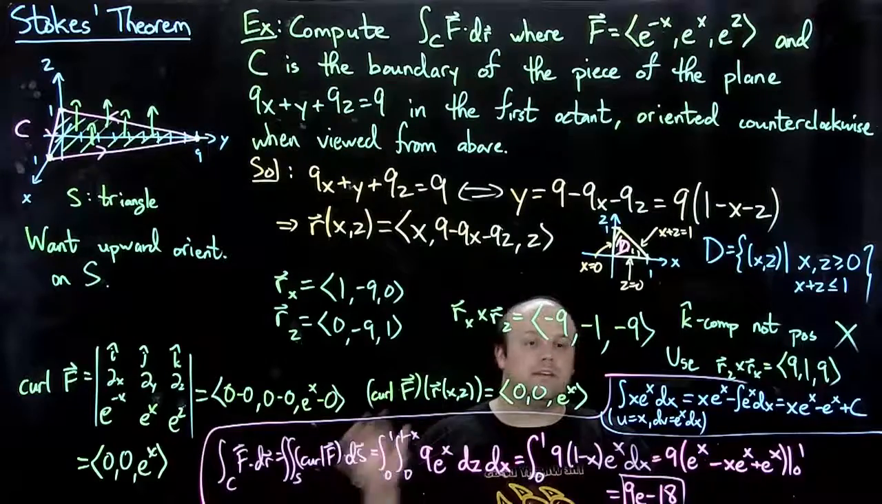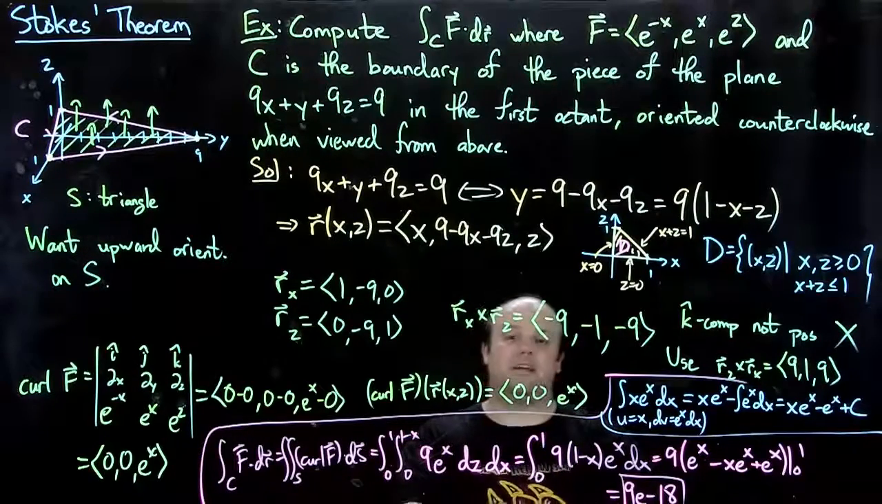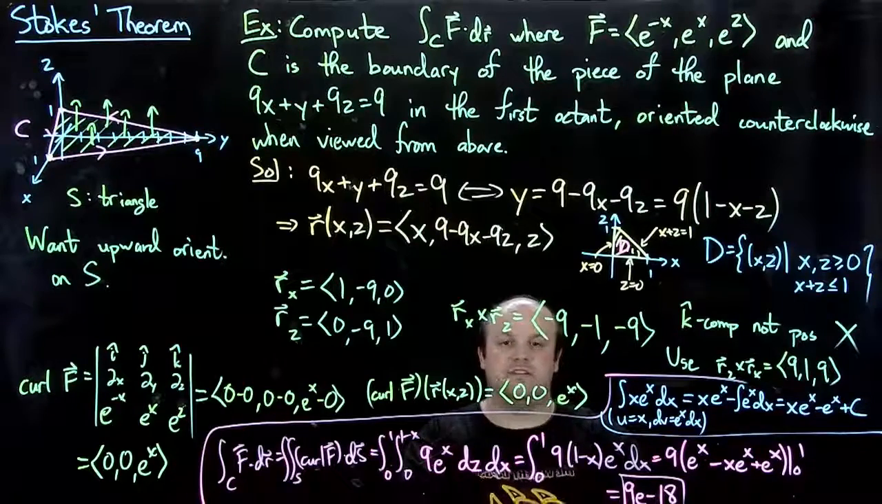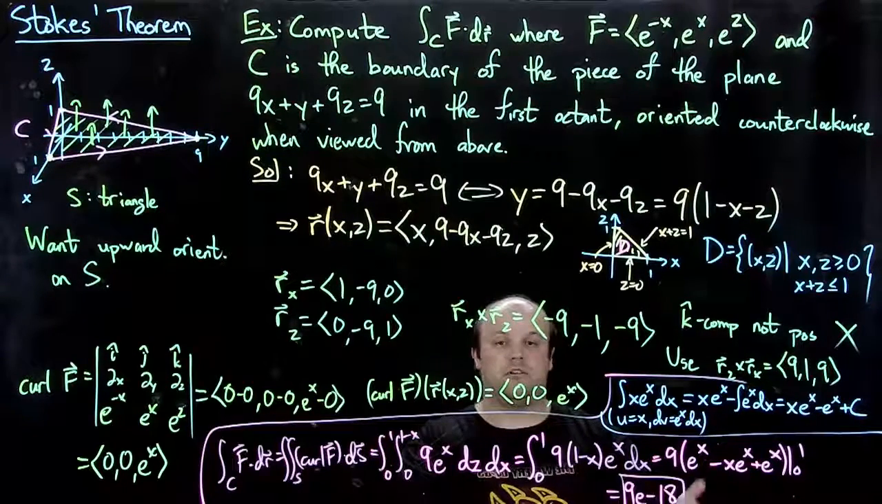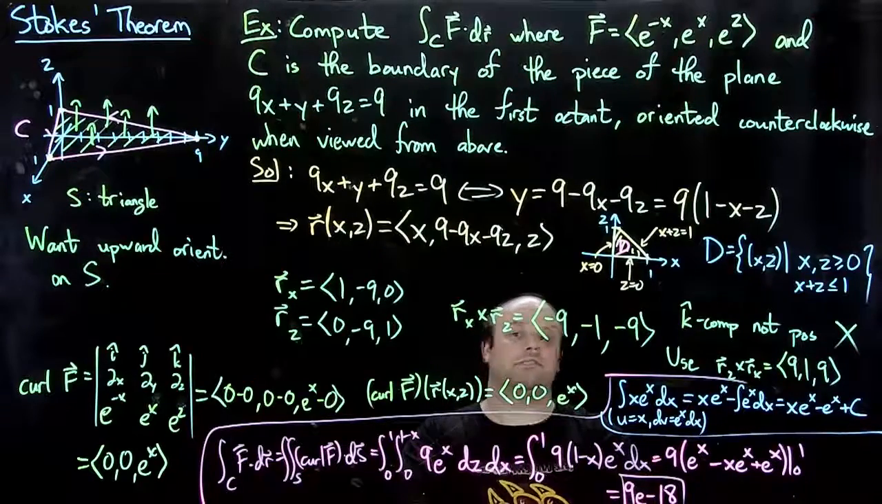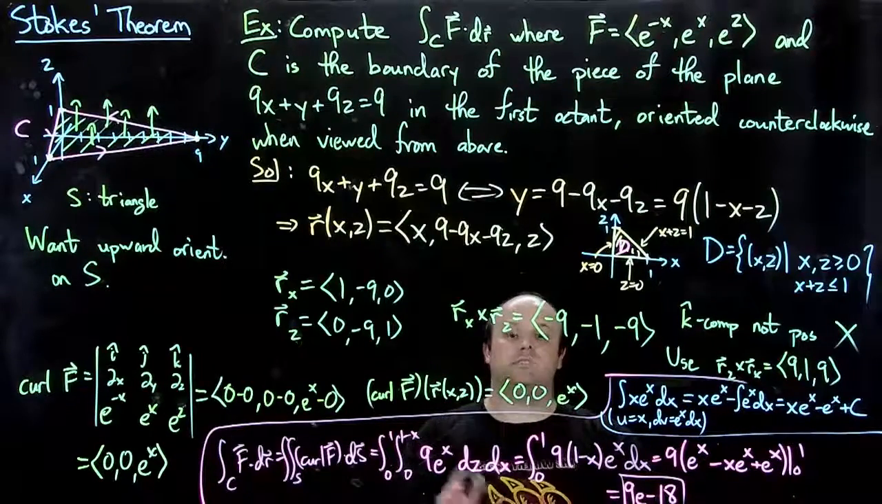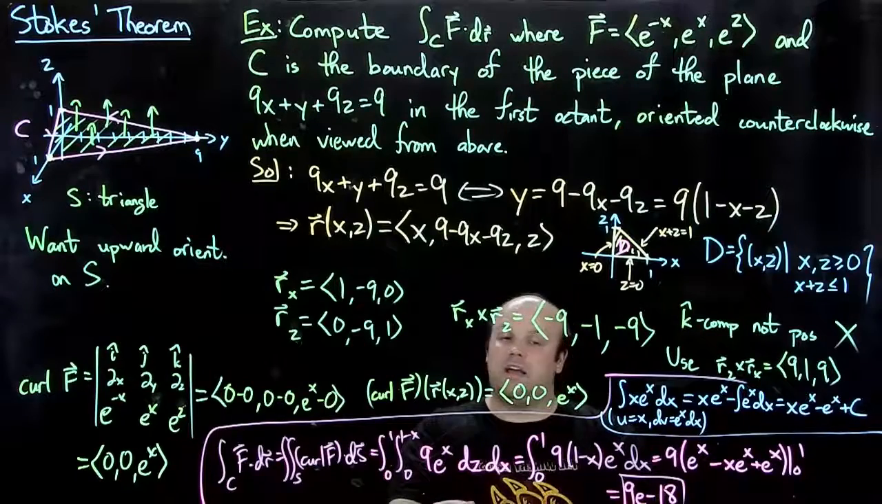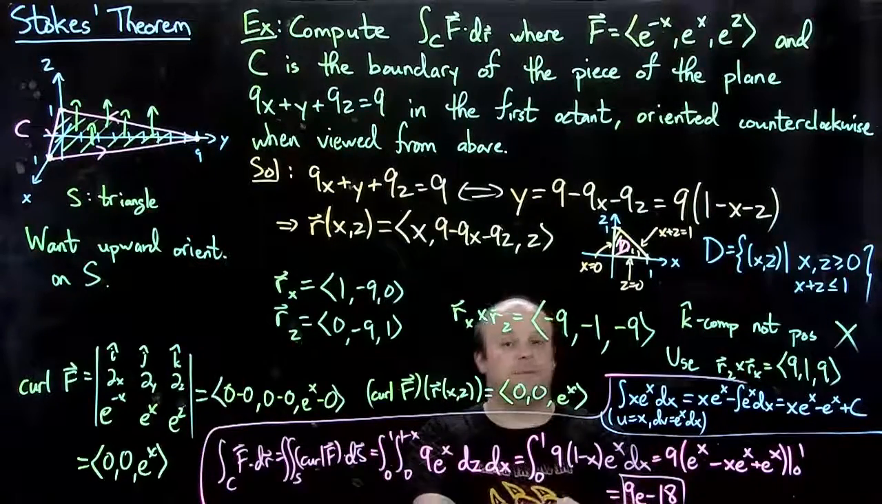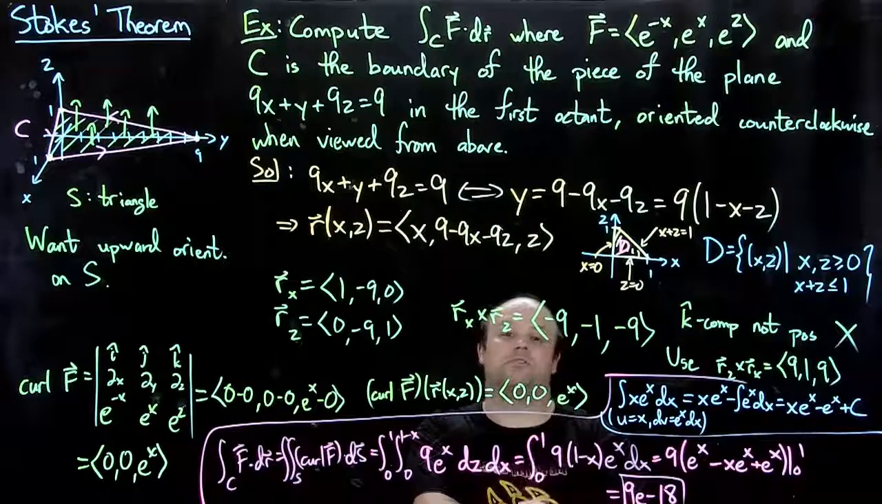All right? So hopefully you've seen now how to use Stokes' theorem in both directions, switching a surface integral or a flux integral to a line integral, and now switching a line integral to a flux integral. Right? It can go either way, and hopefully that all made sense. And there's one more cool trick I'd like to show you with Stokes' theorem. So see you in the next video.